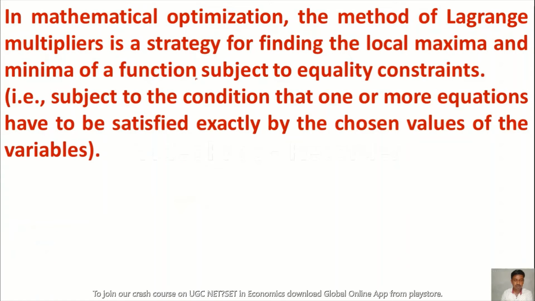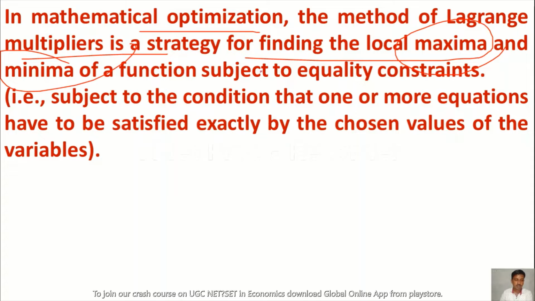In mathematical optimization, the method of Lagrange multipliers is a strategy for finding the local maxima and minima of a function subject to equality constraints. So whenever you are going to calculate maxima and minima, you are going to use the Lagrangian model.